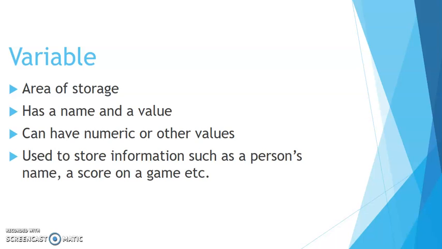When we're talking about the values, variables can have various different values. You can have numeric values. You can have string values. As I said, if we're talking about a name, then that would be a string. If we're talking about somebody's age, that would obviously be a numeric value. But you can also have different kinds of variables. You could have what's called a Boolean variable, and that just has a true or false value.